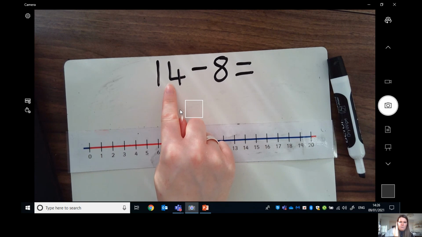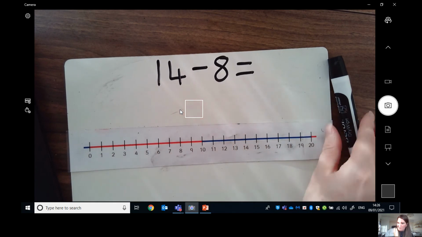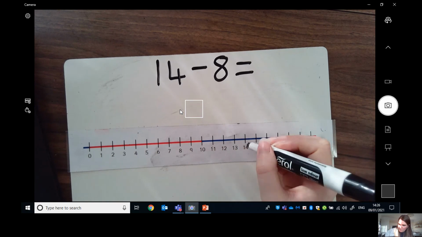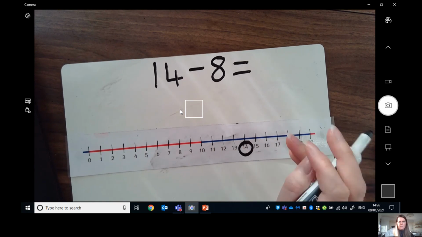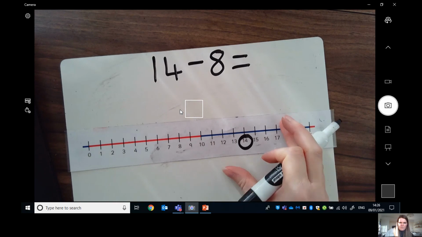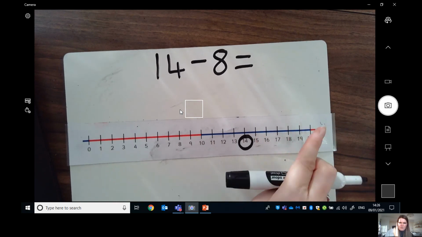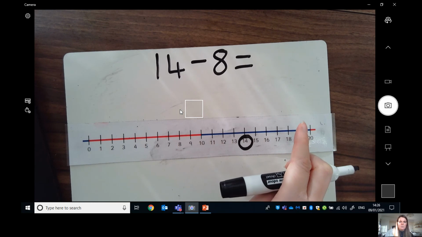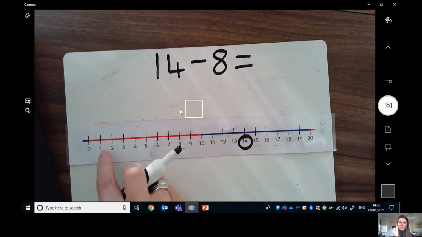Why am I circling the number 14? Because it's the number we're subtracting from. Brilliant. Tell me when to stop for the number 14. Great work, guys. You found the number 14. Okay, I've done that. I've circled the number 14. Am I going forwards or backwards along my number line? Backwards, because we're subtracting, which means the number has to get smaller. We're going closer to 0.